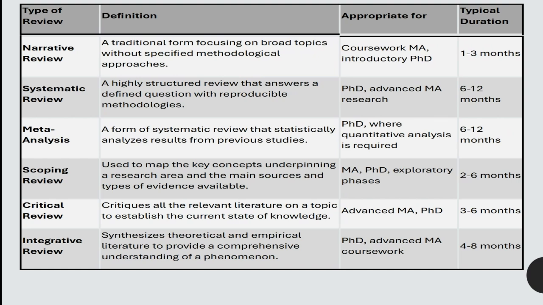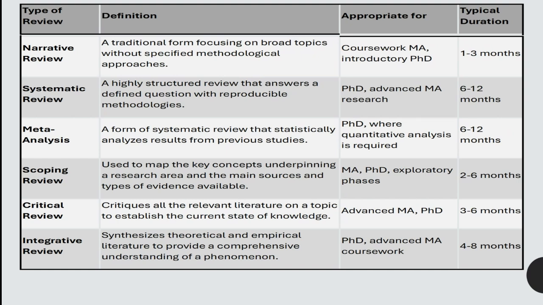And then lastly, an integrative review, where we synthesize theoretical and empirical literature to provide a comprehensive understanding of a phenomenon. Usually also on a PhD level, it can take around 4 to 8 months. So there are other names. I think the list is endless, but these are more or less the most prominent types of reviews that you might come across, and that you might think of using.